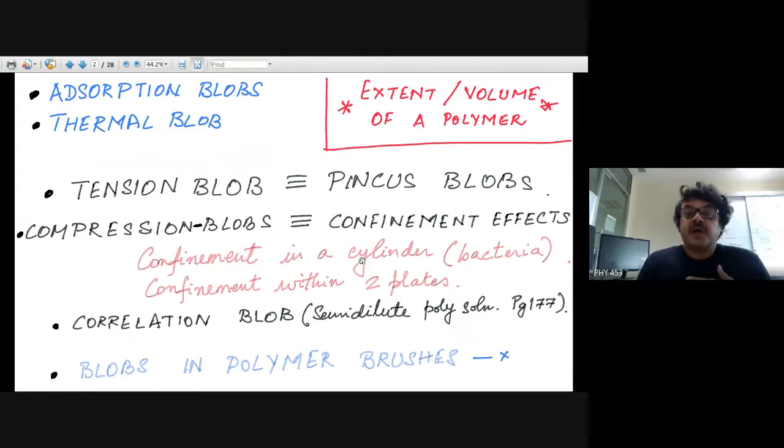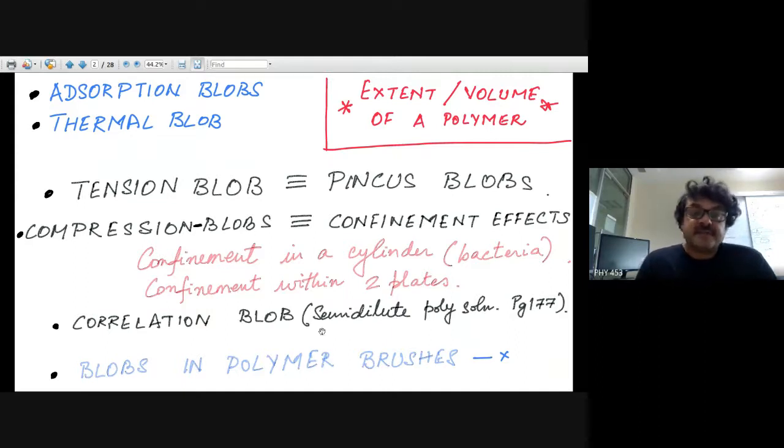Now, suppose you are looking at DNA organization at long length scales, at suppose 15 nanometers or 100 nanometers length scale, and you want to ask how is the DNA polymer organized within a bacterial cell, which by the way has no nucleus. Then again, you can use the idea of blobs if you are looking at DNA from the polymer physics perspective. You can also look at the arrangement or the extent of polymers, and the idea of blobs, when a polymer is confined within 2 parallel plates.